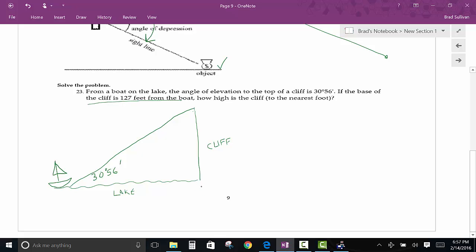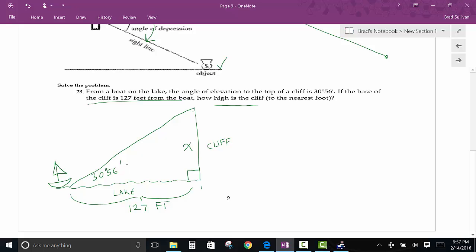So here's the base of the cliff. Here's the boat. So that means that this side of the triangle is going to be 127 feet. All right, now the question in this problem is, how high is the cliff? So we're going to call that x. Now, for all practical purposes, we just assume this is a right angle.